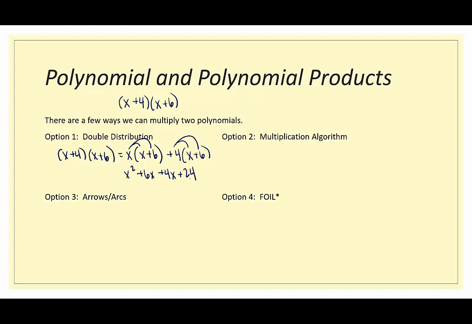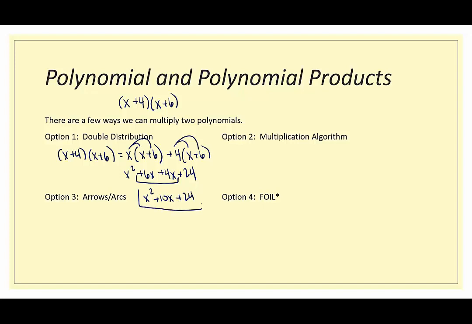Then I would look for like terms, and I actually do have like terms this time. And when we normally have binomial times binomial, it's pretty common that we do have like terms. The like terms are these middle ones. So our final product here will be x squared plus 10x plus 24.